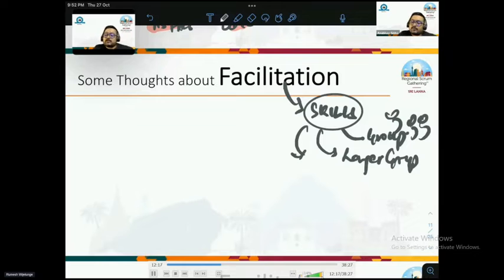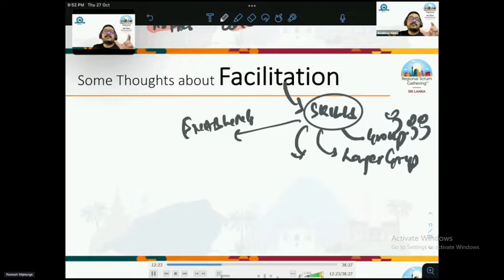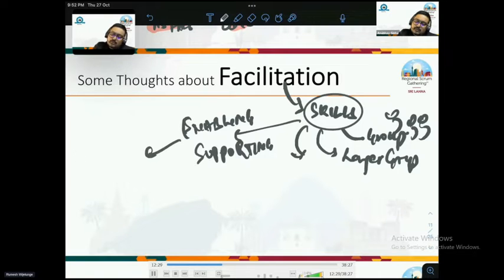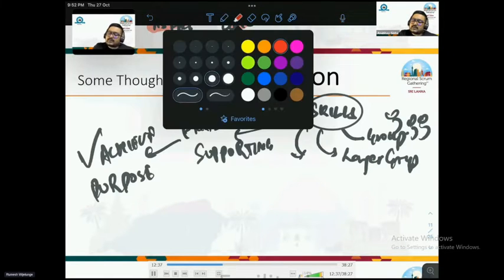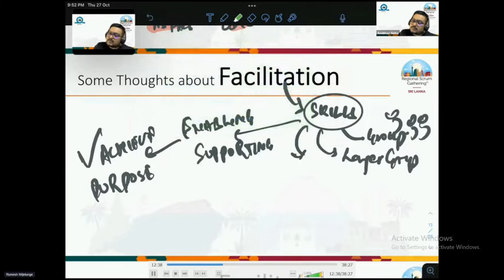For what? For enabling and supporting them to achieve their purpose. This is what facilitation is about. A set of skills to enable them, support them to achieve their purpose. This is what it is about.